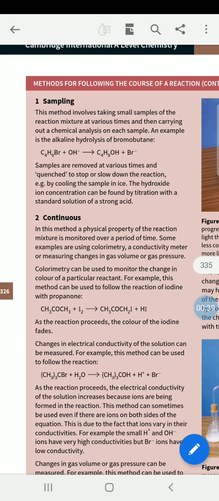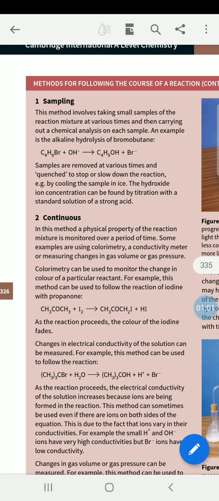take small samples out of the reaction mixture, then find some particular detail, for example the concentration, which changes. So we can find some kind of trend from sample to sample, and as time goes by, we can find out how it changes.